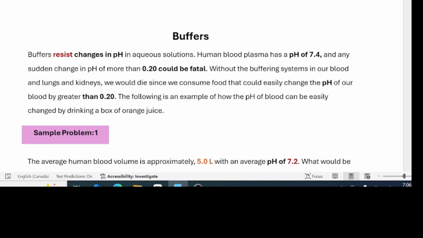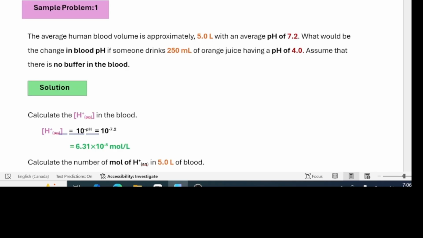The following is an example of how the pH of the blood can be easily changed by just drinking a box of orange juice. So this is a problem that they have, and I'm going to read that and we'll solve it. The average human blood volume is approximately 5 liters with an average pH of 7.2. The question is, what will be the change in blood pH if someone drinks 250 milliliters of orange juice having a pH of 4? We're assuming that there's no buffer in the blood.